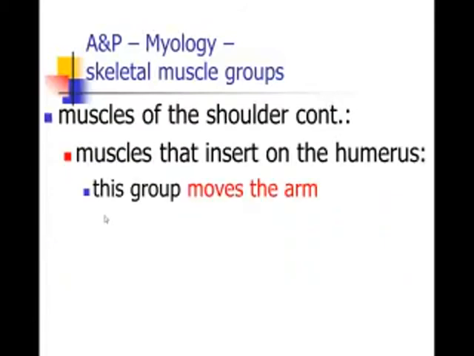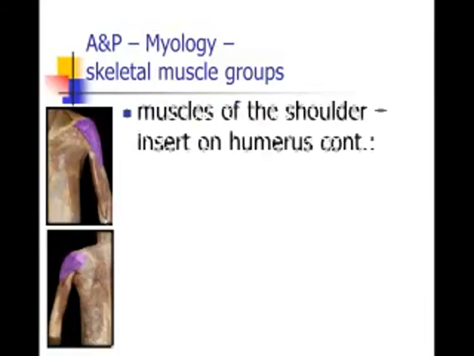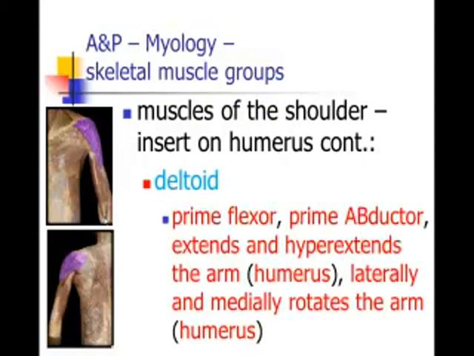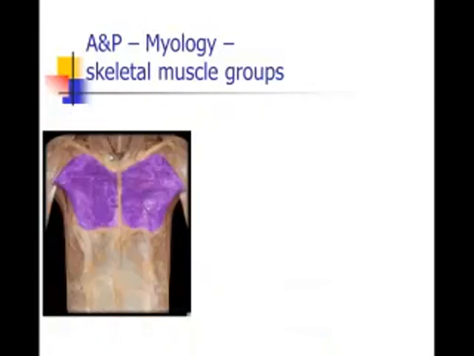Then we have muscles that insert on the arm. These are going to be muscles that move the arm since they insert on the arm. And we can start with the deltoid. So the deltoid is a triangular shaped muscle, and it's the prime flexor, meaning it provides most of the strength in flexing your arm. It's a prime abductor, most of the strength in abducting your arm. It also extends and hyperextends the arm and laterally and medially rotates the arm. It has a lot of hats, served by the axillary nerve.